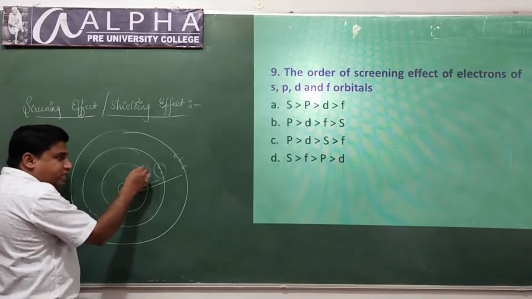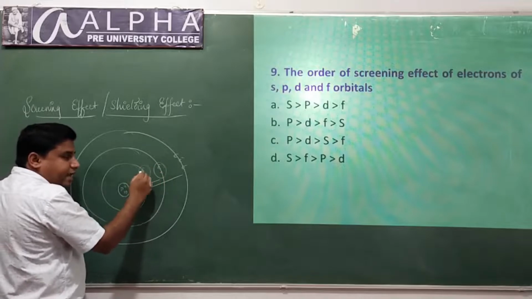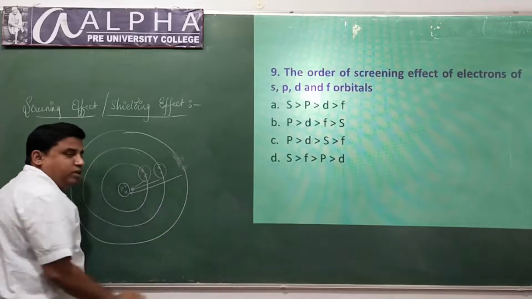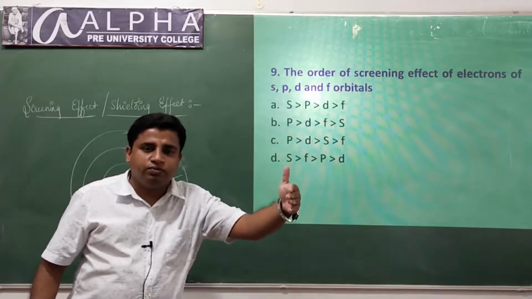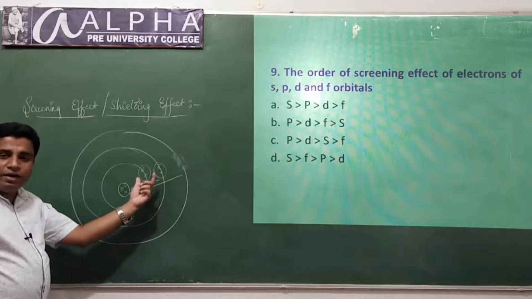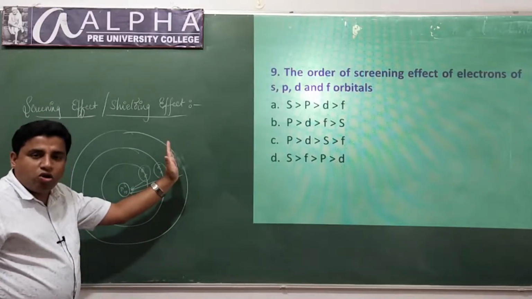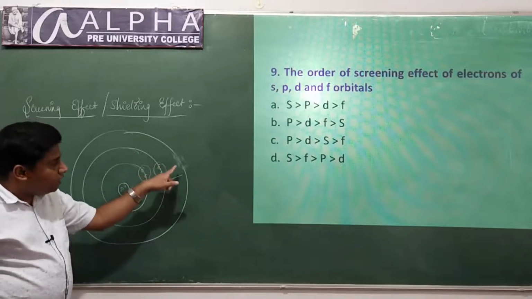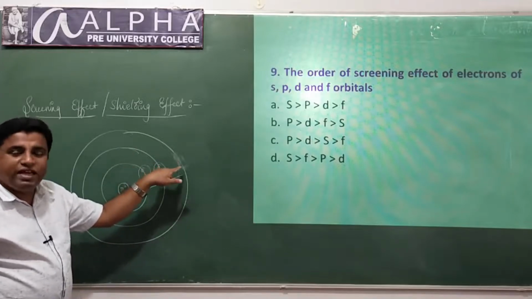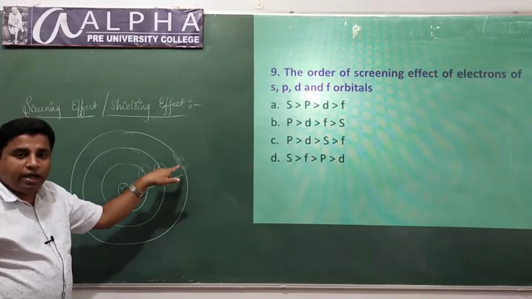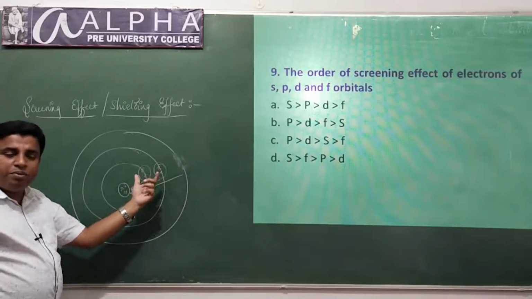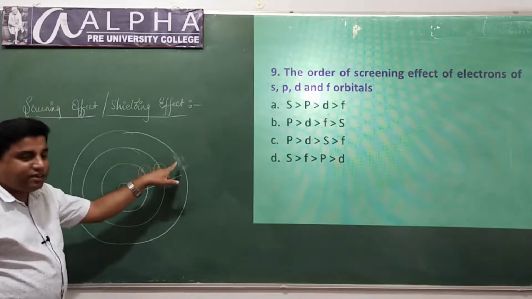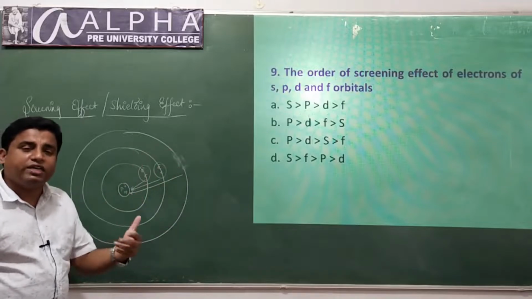The electrons in the inner orbitals will cover the outer electrons, will mask the outer electrons from the nuclear pull. As a result, the force of attraction on these outer electrons will be less. Why? Because the electrons in the inner orbitals are covering the outer electrons. As a result, the nucleus cannot detect these outer electrons. Hence, the force of attraction will be very less.